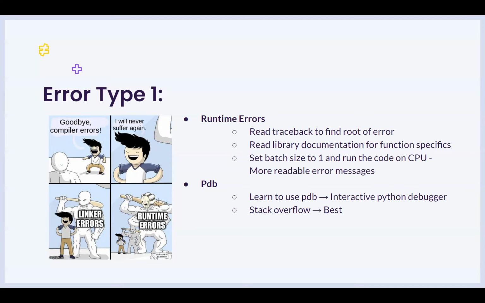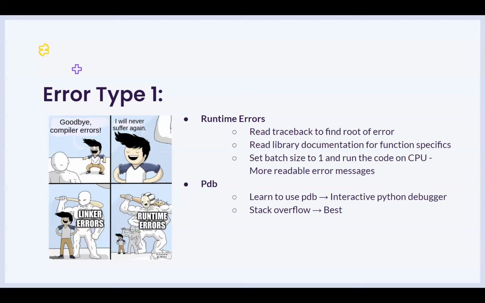Read the library documentation for different function specifics, and some of the times the GPU will not return the error for you. In this situation, the thing to do would be to set the batch size to 1 and run the code on CPU. This will give you a more readable error message and help you to debug your code. Now, this is one of the most common errors that we have seen in past iterations of this course. And switching to the CPU so that you can understand where the error is actually happening is a useful tool. Now, PDB is a very useful and functional tool, which we will go through right now with a demo.